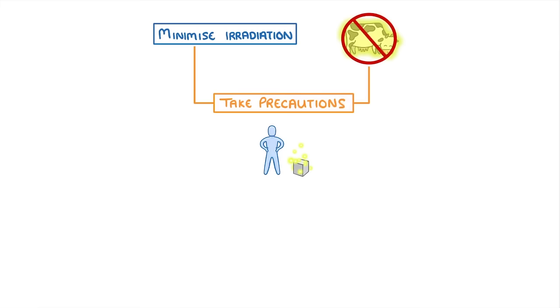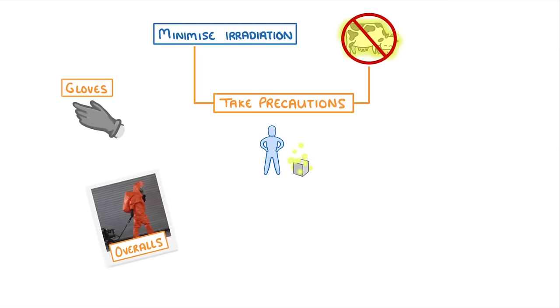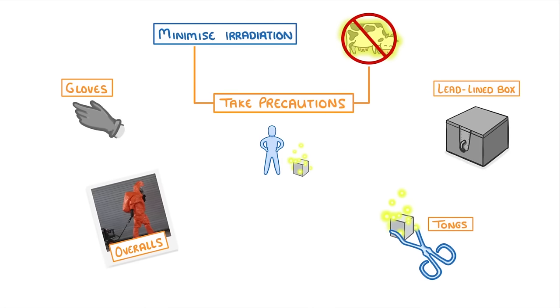In order to minimize irradiation and avoid contamination, we need to take precautions whenever we're around radioactive sources. This includes wearing protective gear, like gloves and overalls, but also handling the radioactive item with tools like tongs, rather than using our hands directly, and keeping the item in a lead-lined box whenever possible.